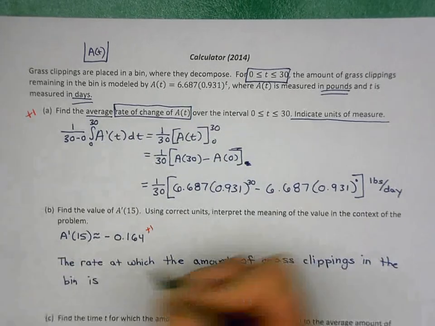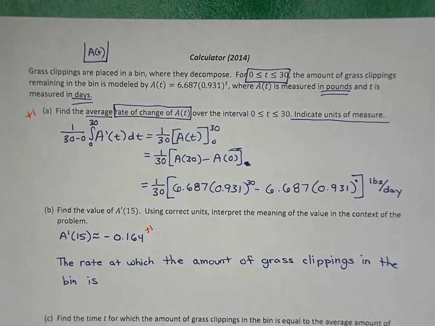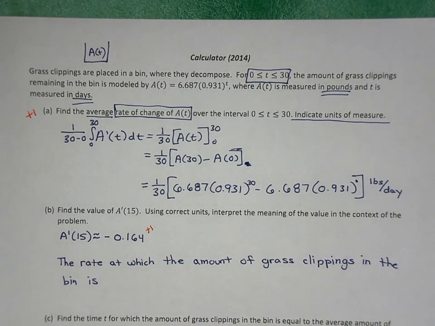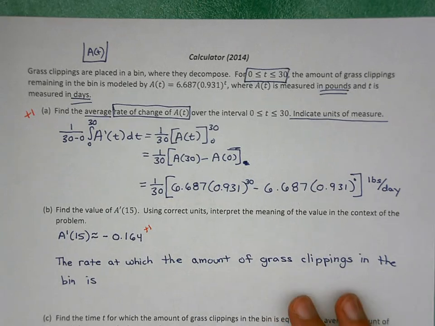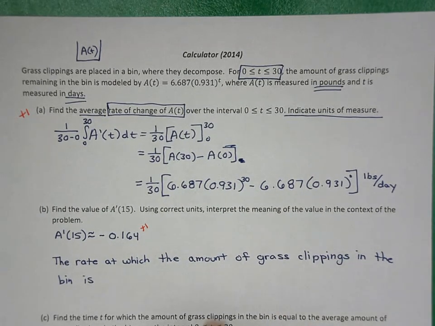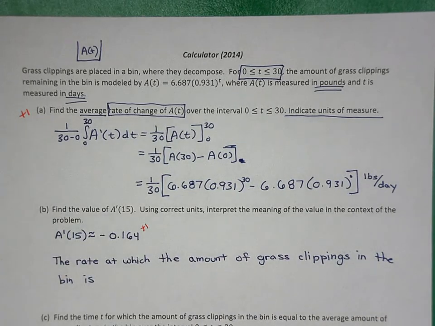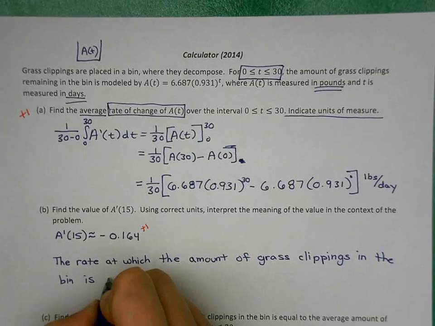And then you're going to want to be careful here, right? So this is the rate, the amount of grass clippings in the bin. We just said A prime, derivative of A. If you're going to say decreasing, make sure you're careful. This was negative already, and so if you're going to say decreasing, make sure you remove that negative. If you're going to say something that doesn't imply a negative, changing, then you would leave the negative there, right? All that stuff we talked about in related rates. I'm going to say decreasing.